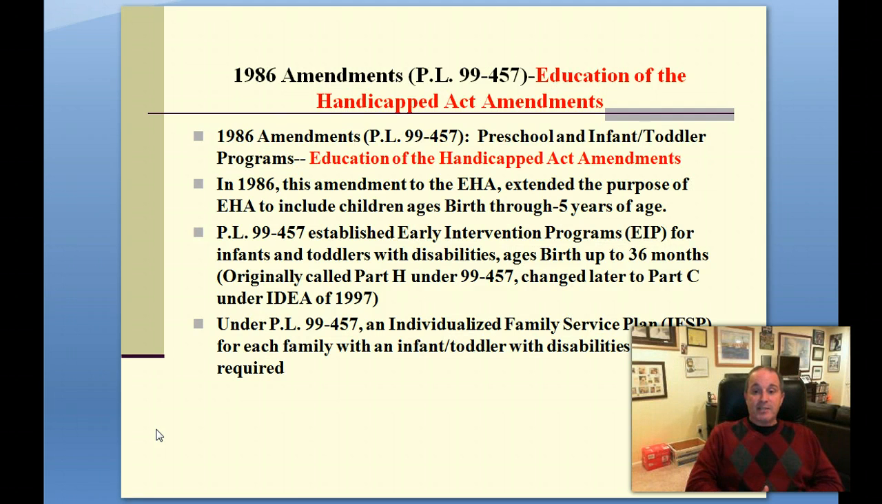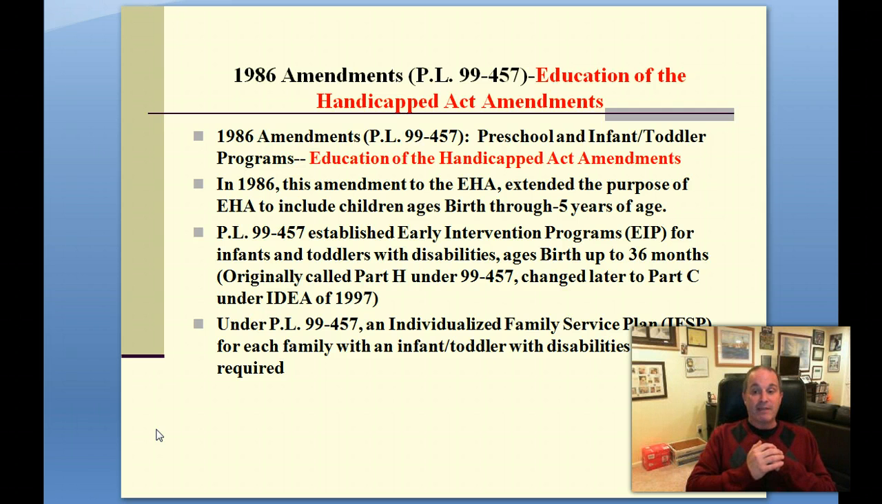Now in 1986, we had Public Law 99-457. This was known as the Education of the Handicapped Act Amendments. Public Law 99-457 focused on preschool and infant and toddler programs. In 1986, this amendment extended the purposes of the EHA to include children birth through 5 years of age. So again, 94-142 only covered 6 to 21, the school-age population. Now, 99-457 extends that from birth through 5 years of age. So now we would have a federal law that was birth through 21.